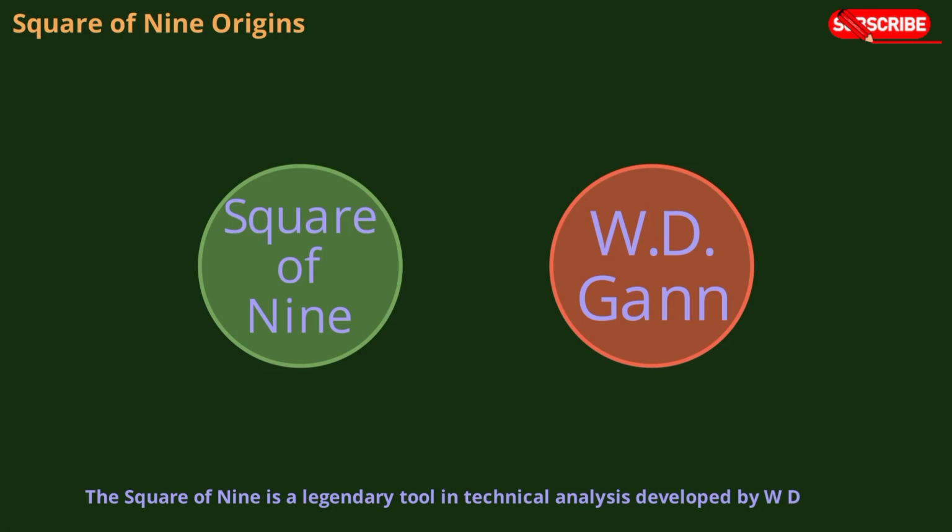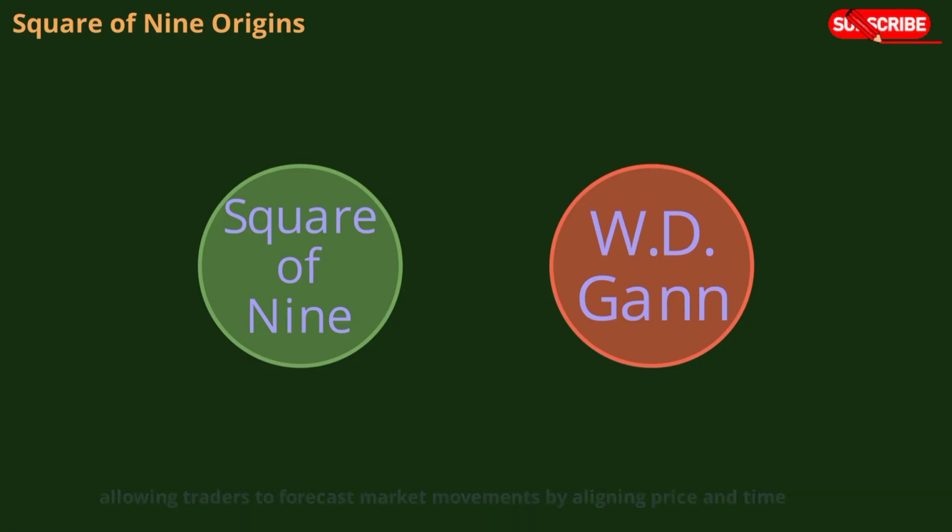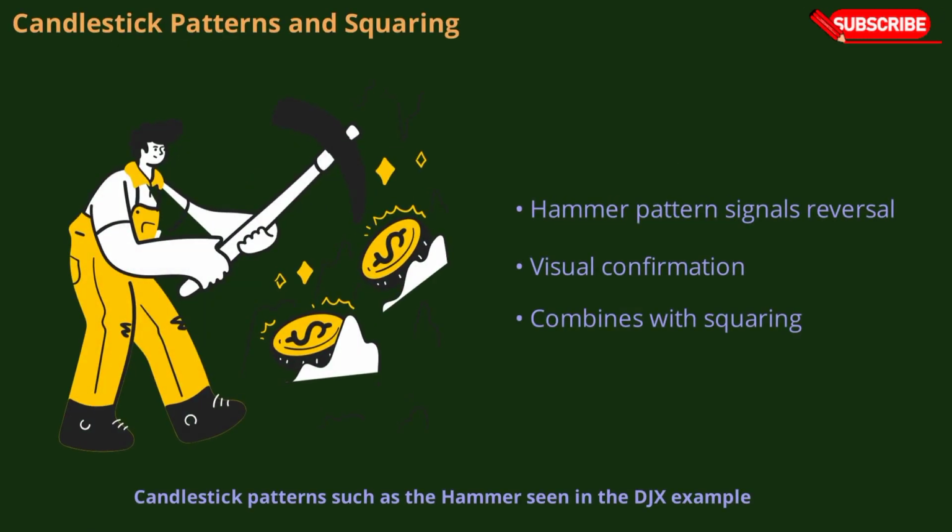The Square of Nine is a legendary tool in technical analysis, developed by W.D. Gann. It is based on geometric and numerical relationships, allowing traders to forecast market movements by aligning price and time. Its enduring popularity is a testament to its effectiveness in various market conditions. Candlestick patterns, such as the hammer seen in the DJX example, often coincide with squaring events. These patterns provide visual confirmation of potential reversals, strengthening the case for a significant market move when combined with price-time harmonics.